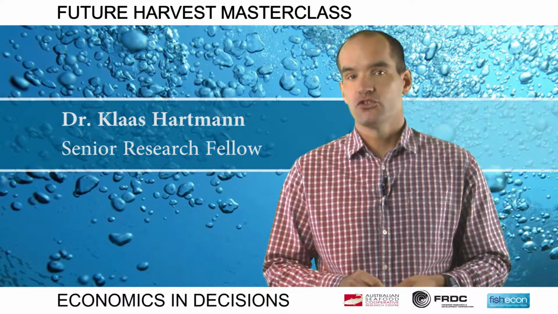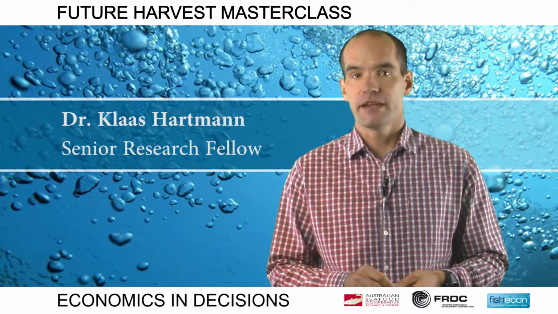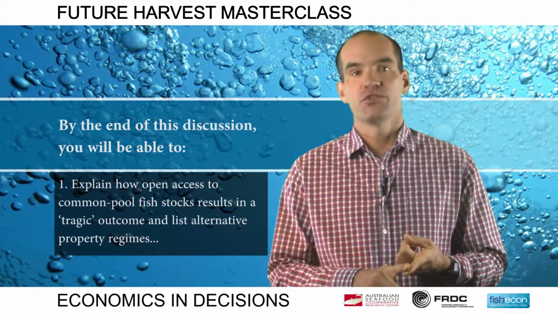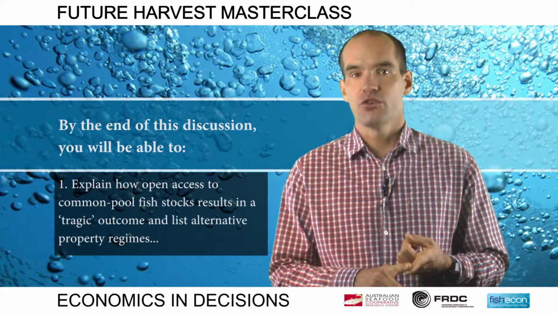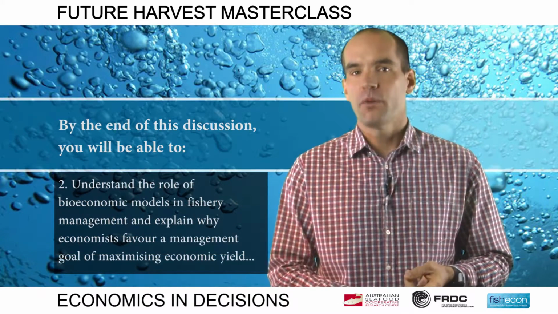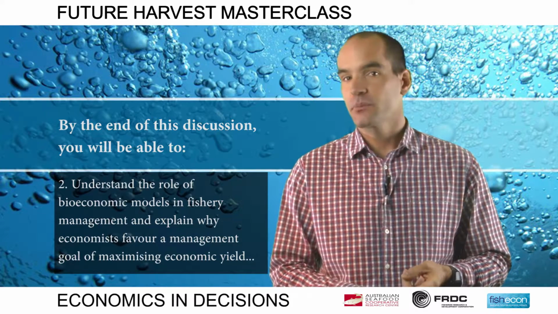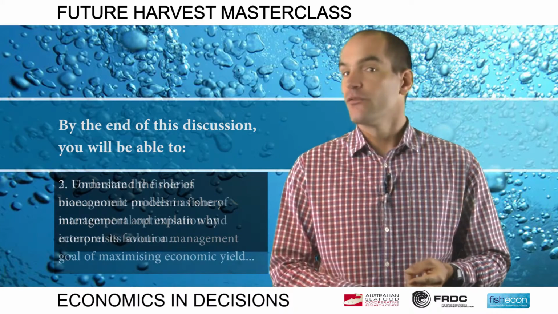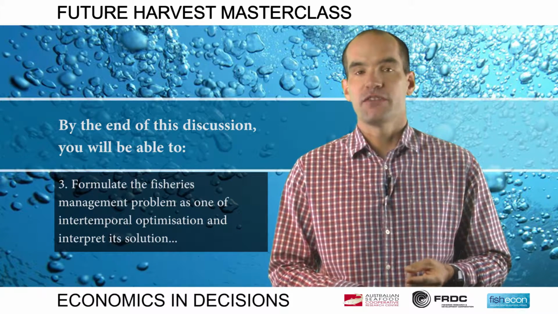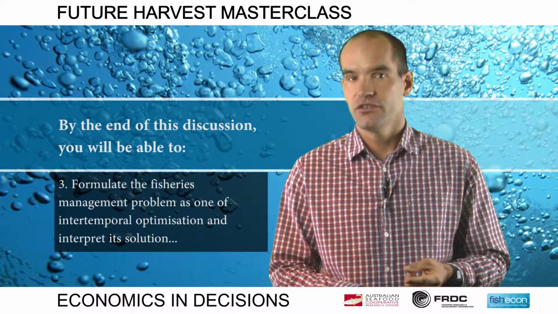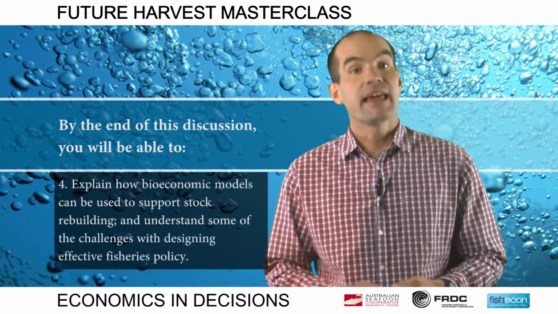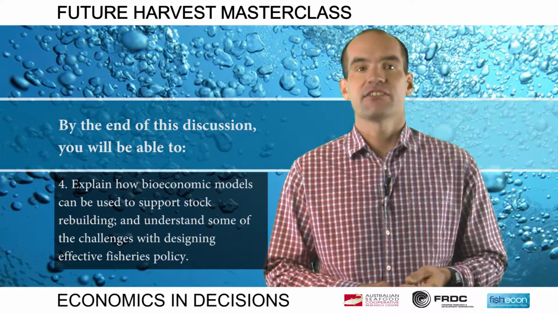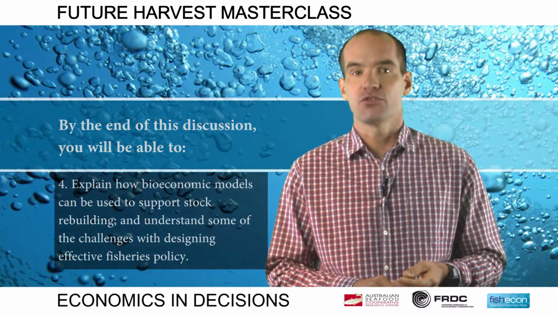By the end of this module on putting economics into fisheries decision making, you will be able to explain how open access to common pool fish stocks results in a tragic outcome and list alternative property regimes, understand the role of bioeconomic models in fisheries management and explain why economists favour a management goal of maximising economic yield, formulate the fisheries management problem as one of intertemporal optimisation and interpret its solution, explain how bioeconomic models can be used to support stock rebuilding, and understand some of the challenges with designing effective fisheries policy.